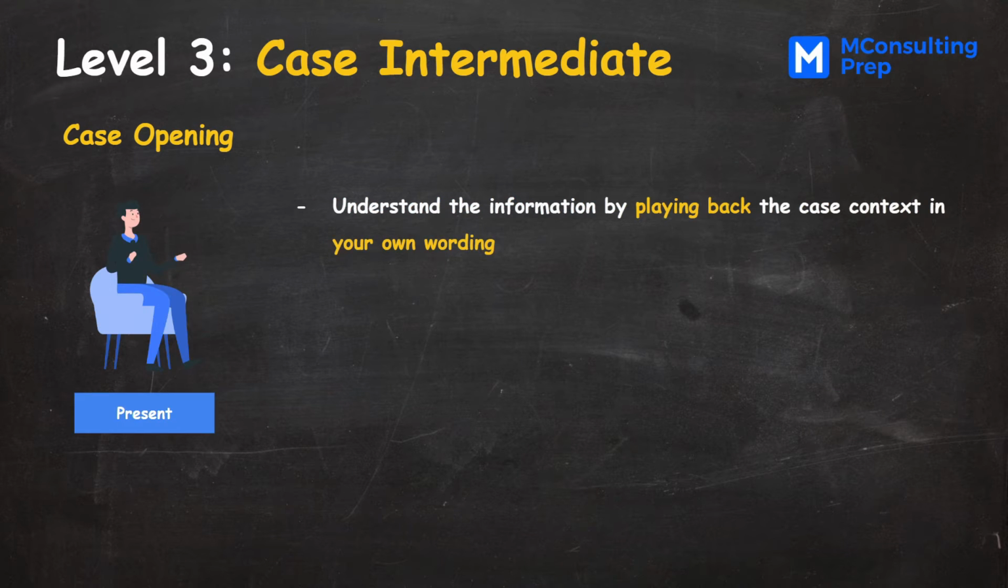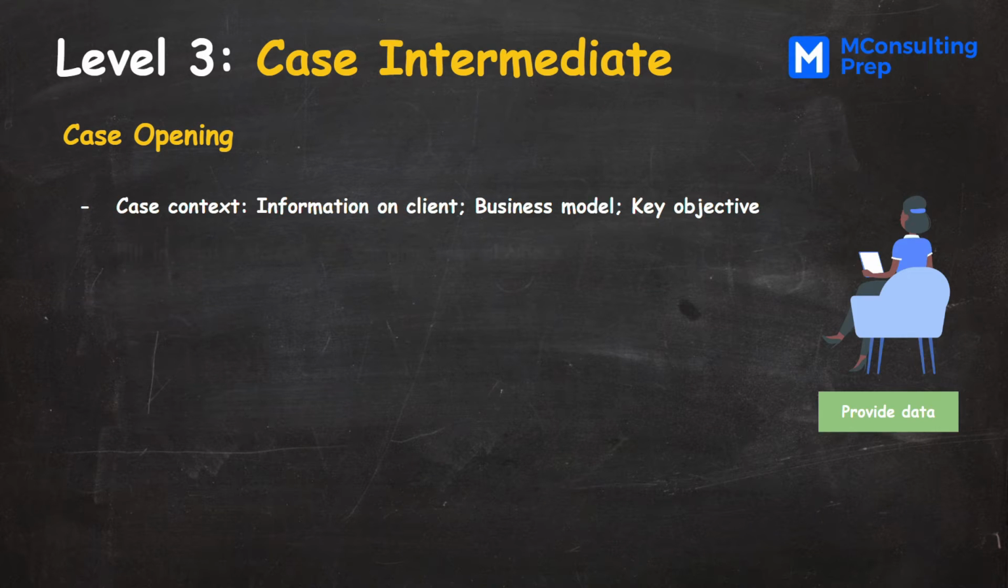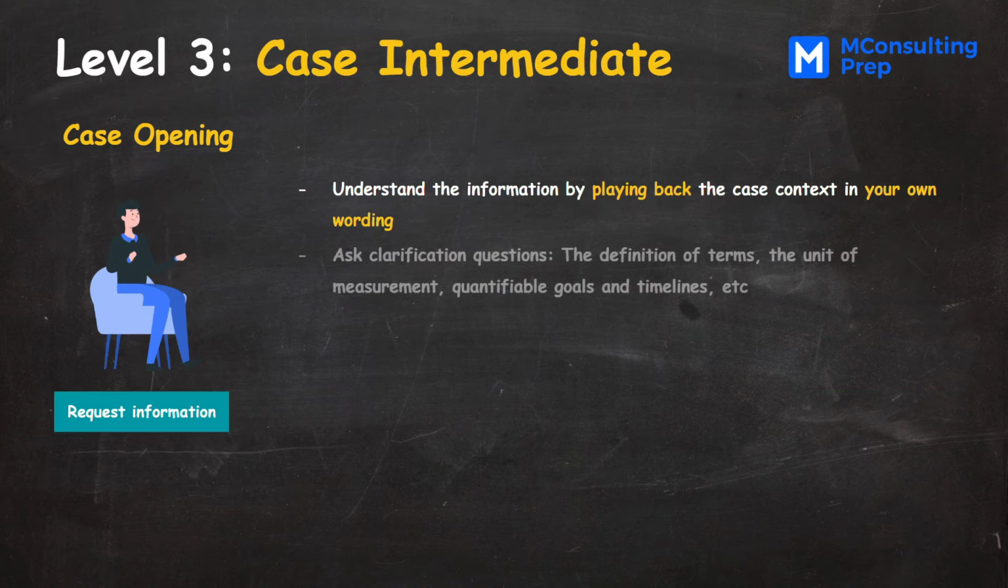You make sure you understand the information correctly by playing back the case context in your own wording. And the interviewer either fills in what's missing or confirms that you understand the case context correctly. Then you take one extra step, asking clarification questions, making sure there's absolutely no chance for misunderstanding. When that happens, you bear all the consequences, not the interviewer.